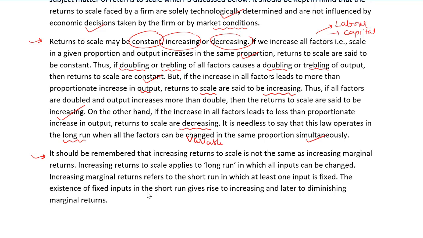It should be remembered that increasing returns to scale is not the same as increasing marginal returns. Increasing returns to scale applies to the long run, in which all the inputs can be changed, whether labor or capital, fixed or variable. Increasing marginal return refers to a short run in which at least one input is fixed and one input is variable. So, the existence of a fixed input in the short run gives rise to increasing and later diminishing marginal returns. I believe you understood.